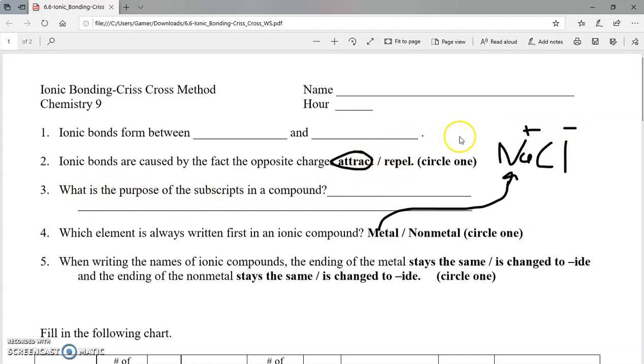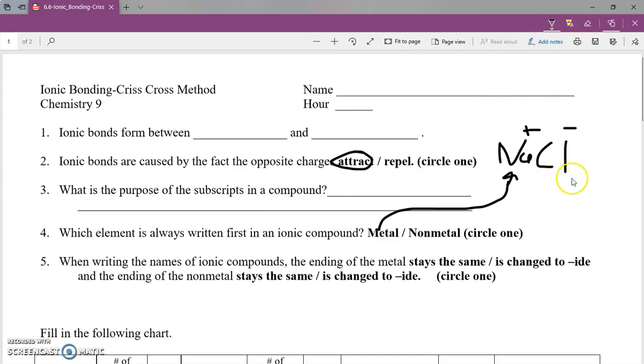Now, what is the purpose of the subscripts in the compound? Well, if we have any number down here, that's called a subscript, and they just tell us how many atoms we have of what we have in that compound, right? If I had 2 sodiums for every 1 chlorine, it would be Na2Cl, right? That 2 tells me I have 2 sodiums working with 1 chlorine. However, as we all know, it's Na1 to 1 Cl, right?